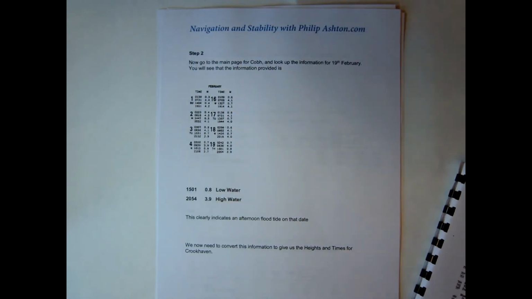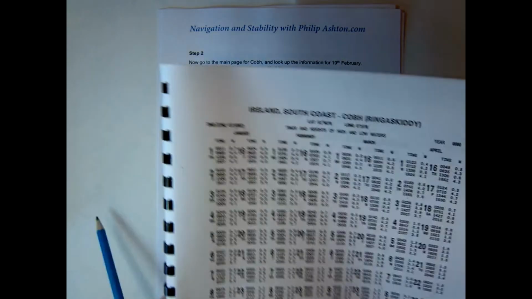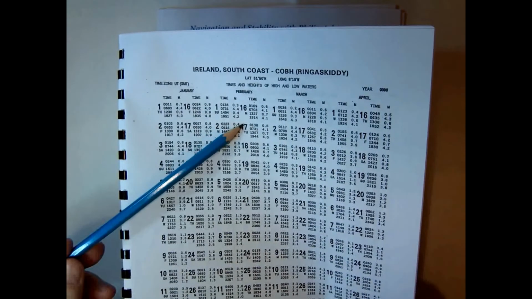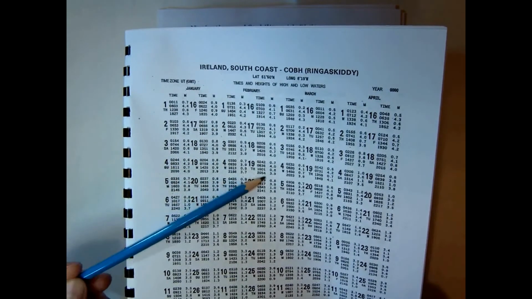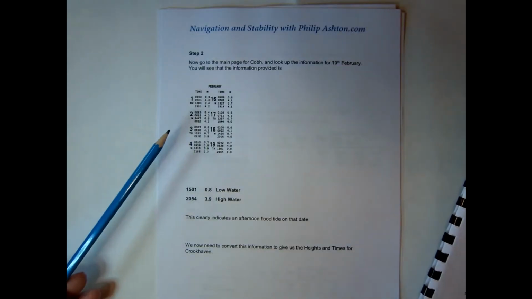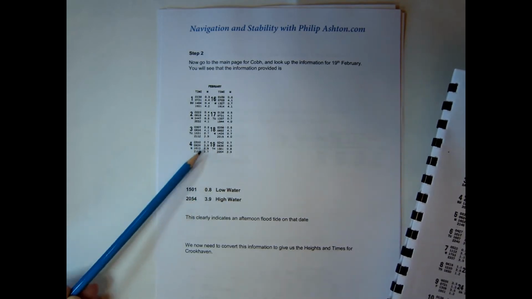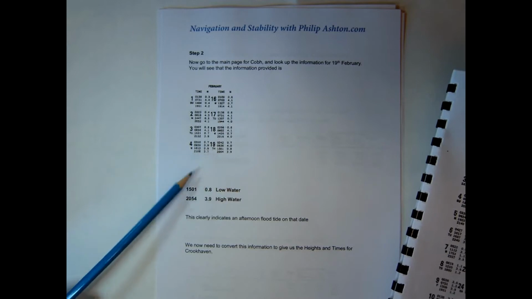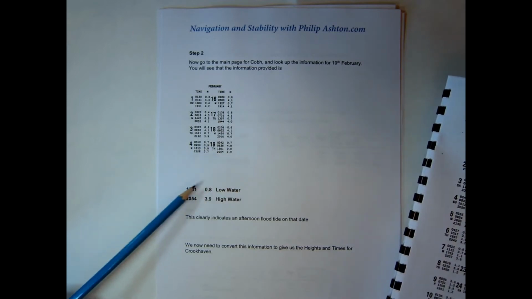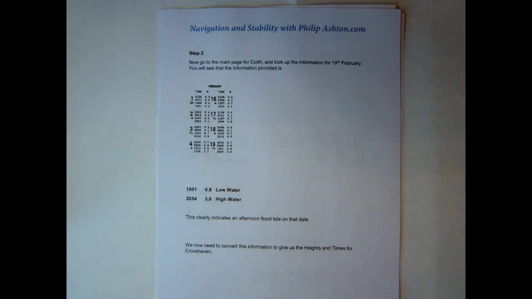Now we go to the main page for Cove and we look up the 19th of February. We go down to the 19th of February and write down the relevant information. We're looking for the tide 1501 to 2054. I've printed it there and picked it out: 1501, 2054, low water, high water. So that clearly indicates that it's actually a flood tide.